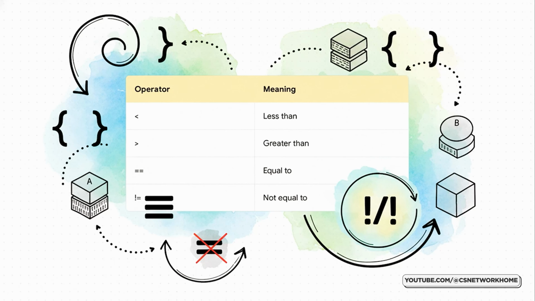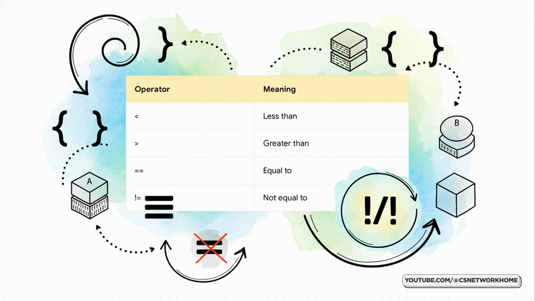So, here are the main tools for being a judge. You've got your less than and greater than signs. Easy enough. But pay close attention to the next 2. To check if 2 things are exactly equal, we have to use a double equal sign. And this is so important because a single equal sign is for assigning a value, not comparing it. It's a classic rookie mistake. And finally, if you want to know if 2 things are not equal, you use an exclamation point right before the equal sign.